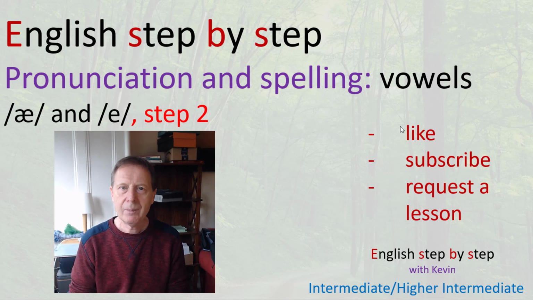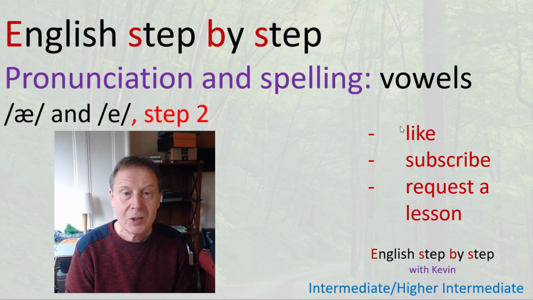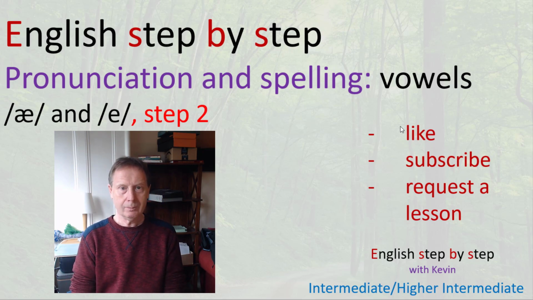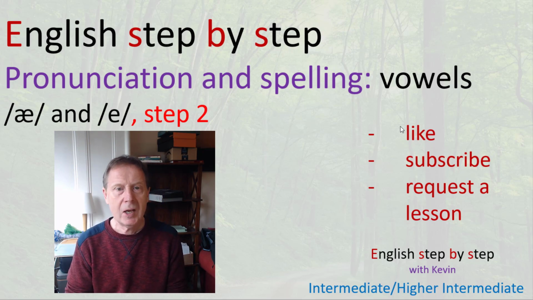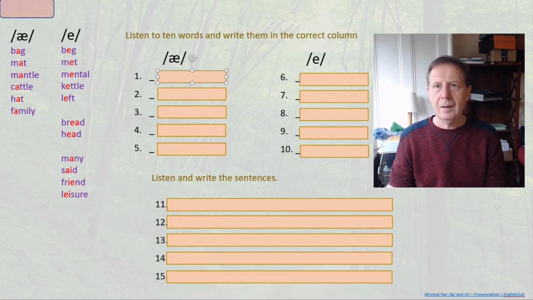English step by step. Pronunciation and spelling. Vowels A and E. Step 2. In this video you'll find the answers to a practice exercise. The practice exercise can be found in the Step 1 video, so make sure you watch that one first. So now let's look at the answers.